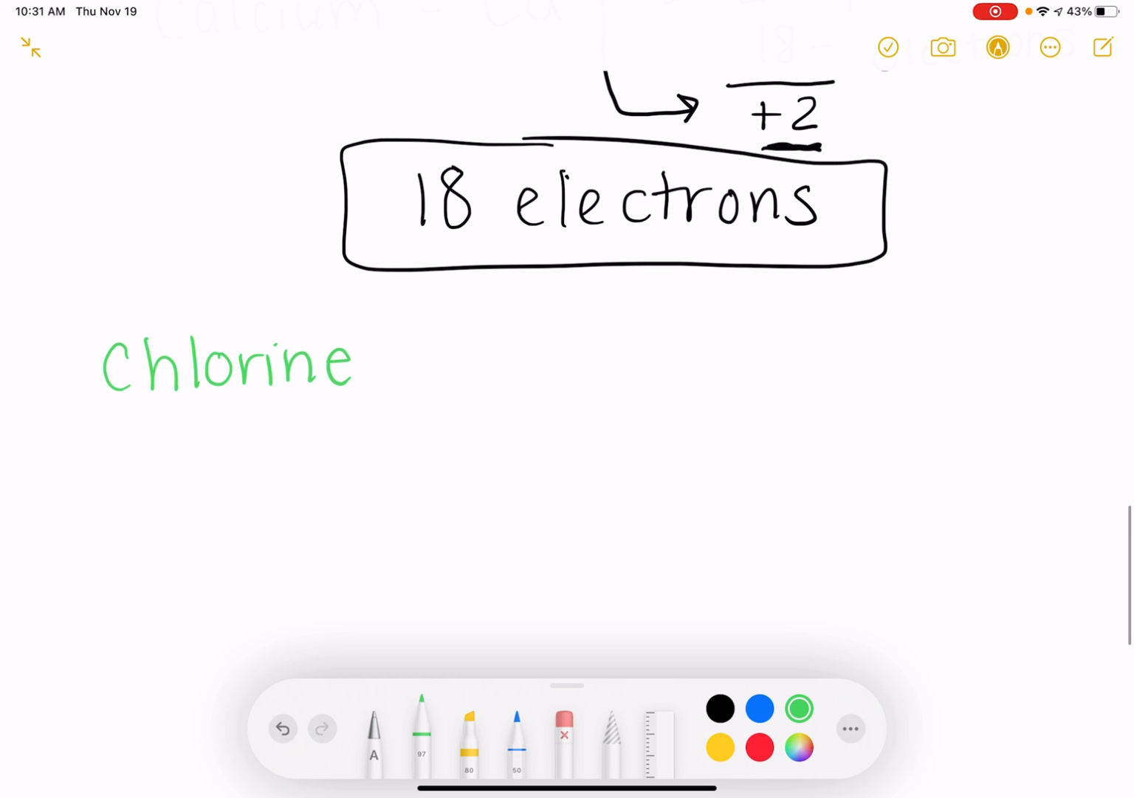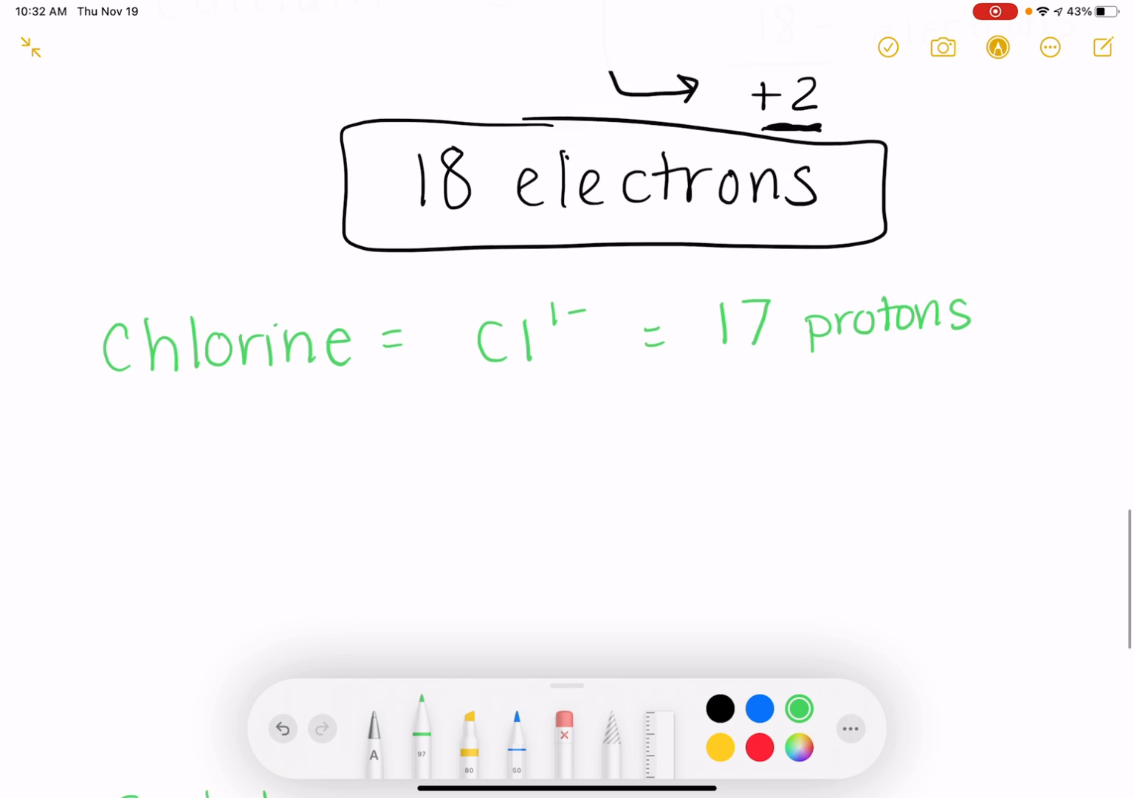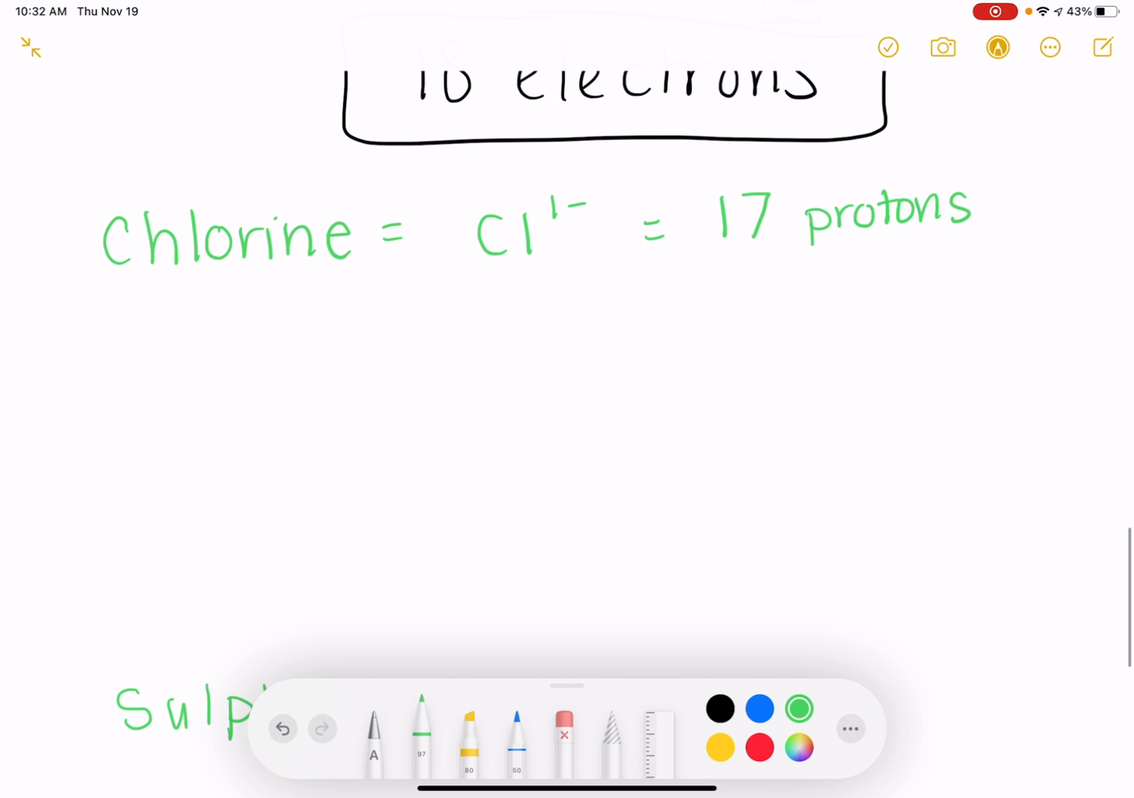So chlorine is Cl in the periodic table. It's in the second last row, which has a -1 charge. Everything in that row, I'm going to put 1 negative. If we look at chlorine in the periodic table, it is number 17. You can check it out if you don't believe me. And that means it has 17 protons, because it's always going to have the same amount of protons as the number in the periodic table. That's positives. Protons are positive.